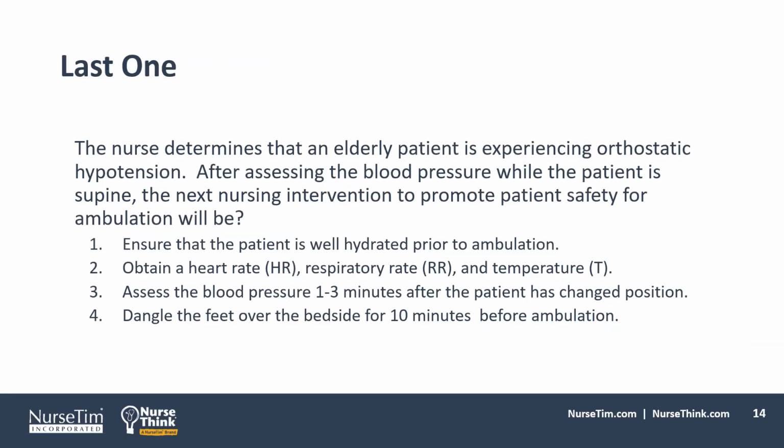So our last one, nurse determines that an elderly patient is experiencing orthostatic hypotension. After assessing the blood pressure while the patient is supine, the next nursing intervention to promote patient safety for ambulation will be? So as you read this question, again, is it clear? Is there conflicting information? Is there an answer choice that is correct that there is the same information in another answer option? Analyze the question, think about how it should be reworded.